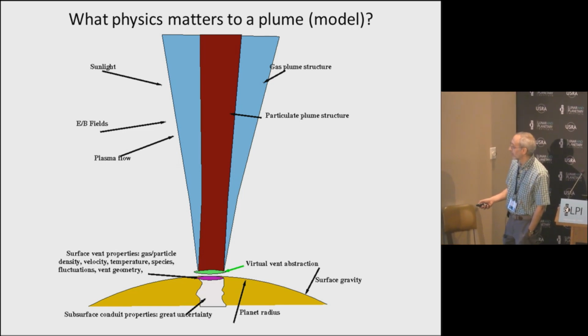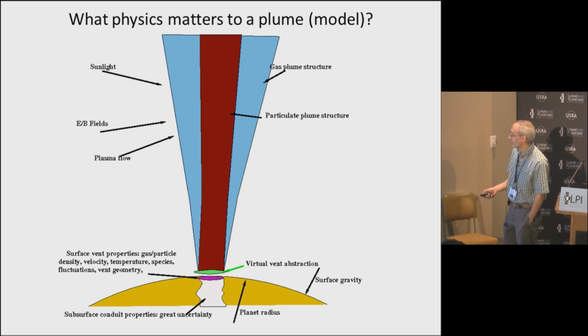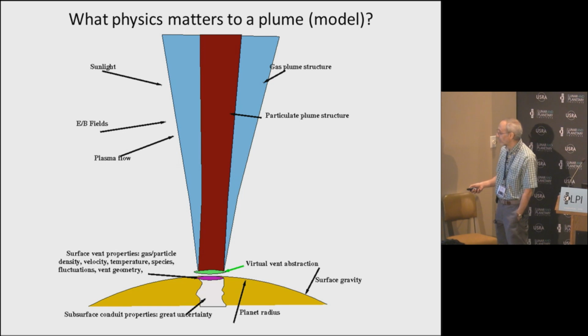mustard-colored planet with a vent exhausting into vacuum, things that we don't know much about are what's below the surface. We do know the planet radius and surface gravity well. The key thing of what that plume appears like and does are the surface vent properties of gas and particle densities, velocities, temperatures, species, perhaps turbulent fluctuations, the vent geometry, and so on. We can abstract some of the finest details of what happens down here up to a higher level, which we call a virtual vent, which is some trivial distance above the actual surface of the planet, a distance small compared to, say, the diameter of the vent.